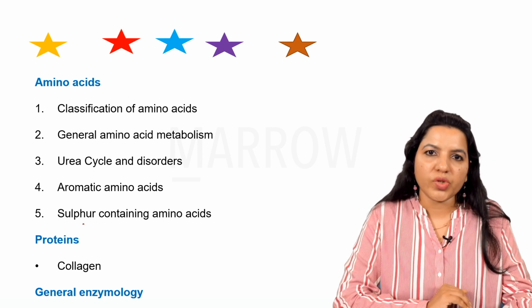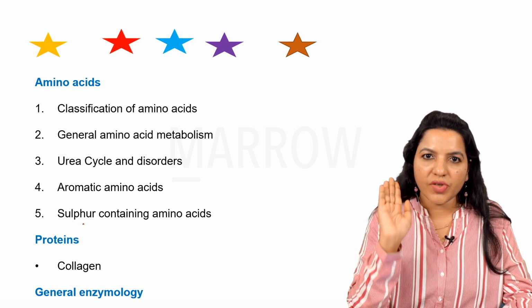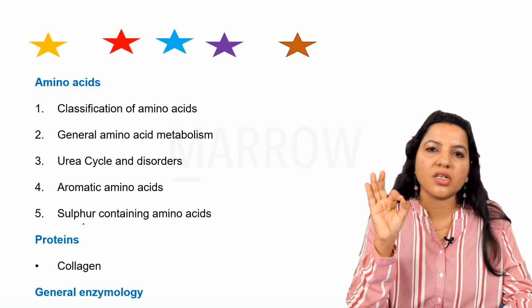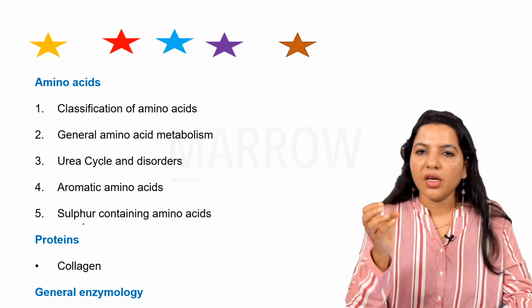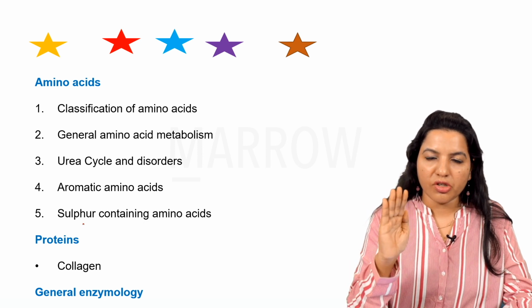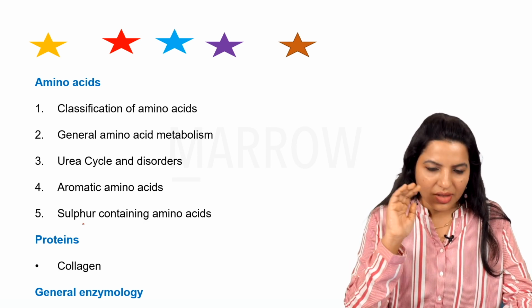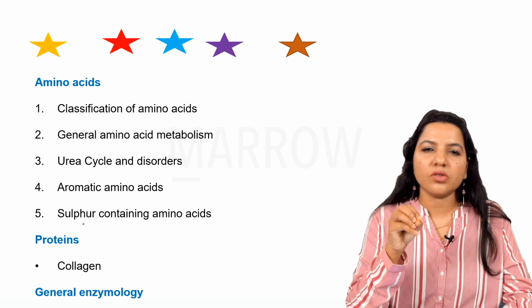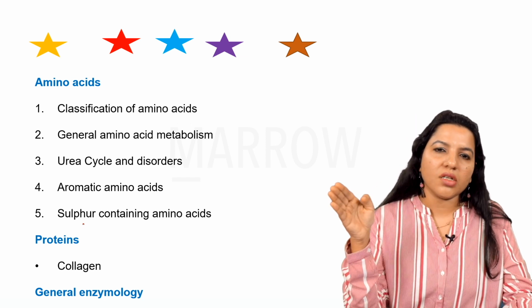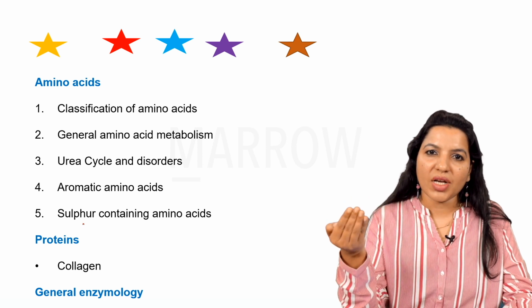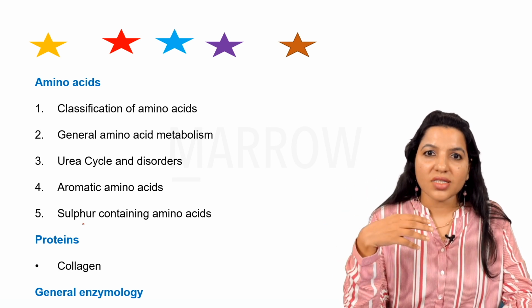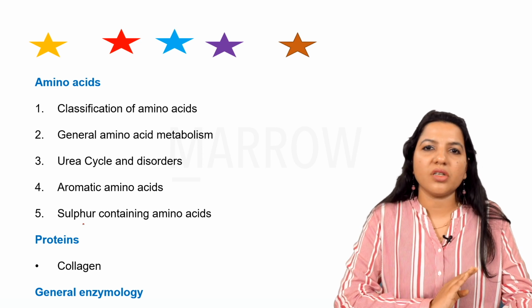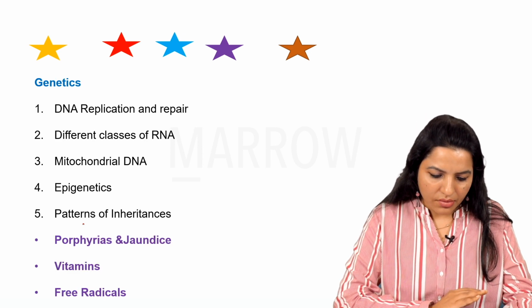Then coming to the proteins, only one topic I'll give 5-star, and that is collagen, which comes under the fibrous proteins. That is the most important topic in the proteins. Then comes general enzymology. General enzymology is a very easy topic for you. Factors affecting enzyme activity, Km value, enzyme inhibition, all these topics are 5-star topics.